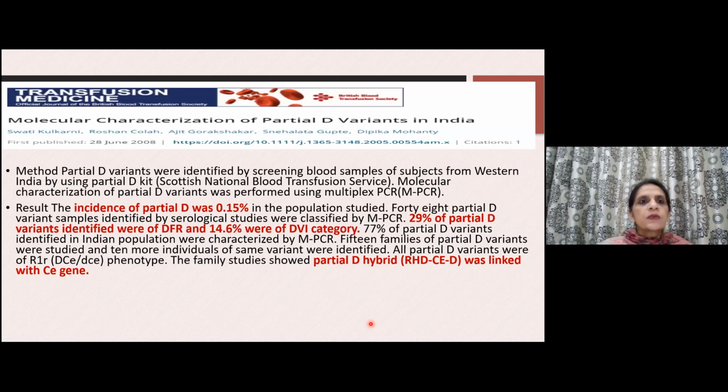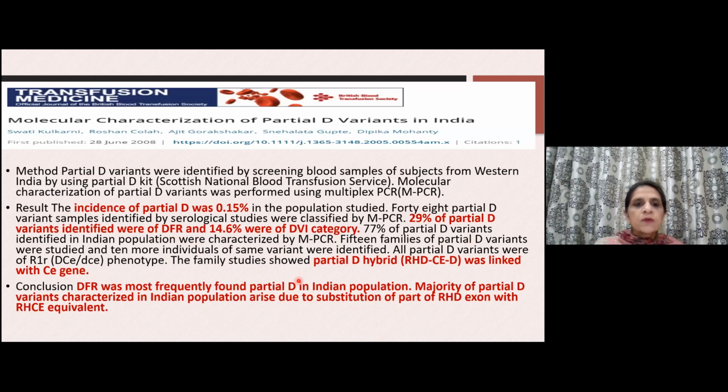In another study by Kulkarni et al., the incidence of partial D was 0.15%, and these authors also found that 29% of these partial D variants were of the DFR category and 14.6% were of the D6 category. They concluded that DFR was the most frequent partial D in the Indian population. As we can see, in the North Indian population also, DFR was reported as a common variant. So we need more studies to find out whether DFR is actually the common variant in the Indian population, and these studies need to be based on molecular typing, because even these authors used multiplex PCR to categorize the D variants.